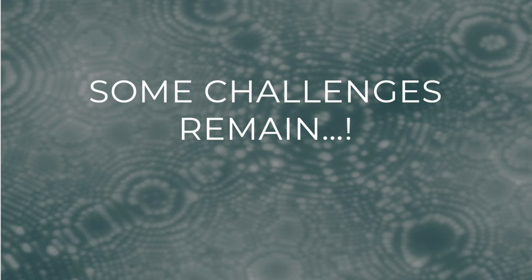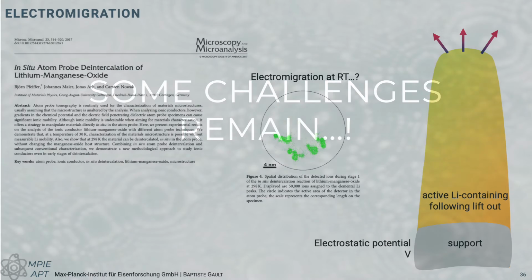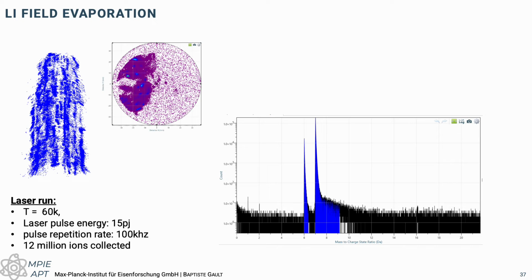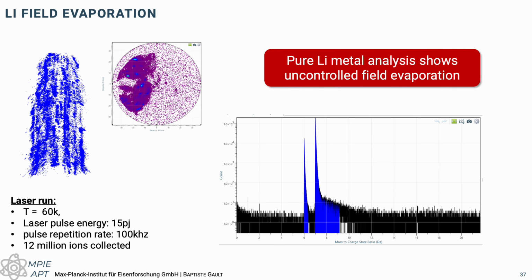Okay, so this is a nice example. Let's talk about some remaining challenges for us to tackle. I've mentioned this before, but this electric field assisted diffusion is actually causing a number of problems when we have lithium inside of a material. But when we want to look at lithium by itself, pure lithium, we actually end up with this being the norm, and this is kind of problematic. So we tried many experimental conditions, and pure lithium analysis seems to be almost impossible to control.